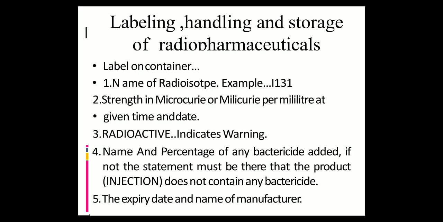Next one is the name and percentage of any bactericide added. If not, a statement must be there that the product or injection does not contain any bactericide. If any material does not contain any kind of bactericide, they mention that it does not contain it. The last one is the expiry date and name of the manufacturer. It's the most important thing of labeling, right? Expiry date and name of the manufacturer.